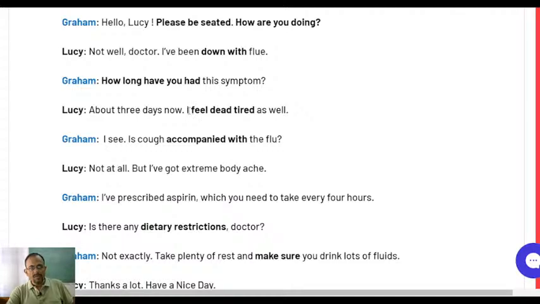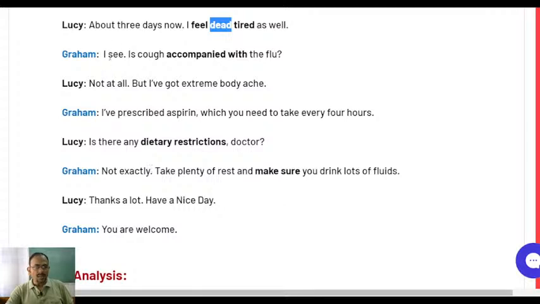And then I feel dead tired as well. Dead is the expression which is used for extremely tired. I feel dead tired now, or I feel dead tired at the moment. Or I felt dead tired in the morning, right? Dead tired means extremely tired, absolutely tired, right?